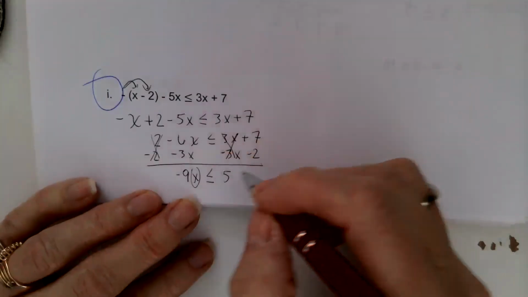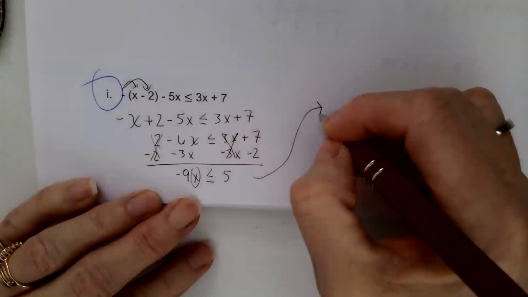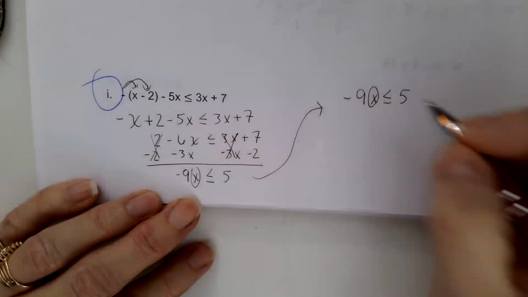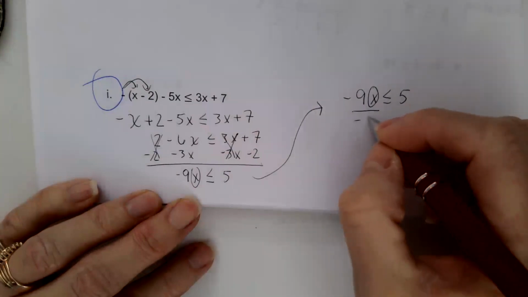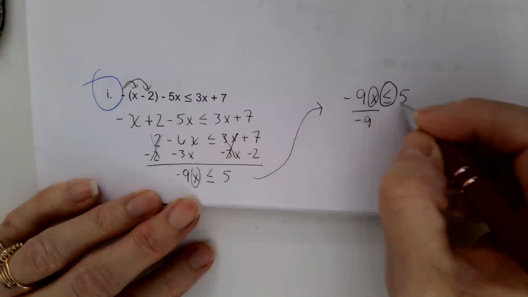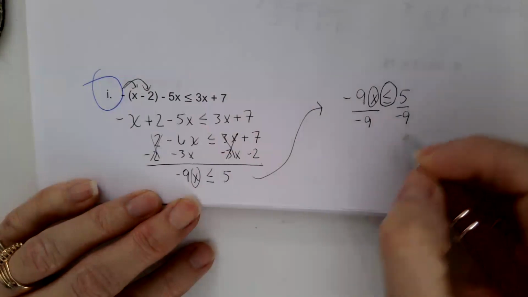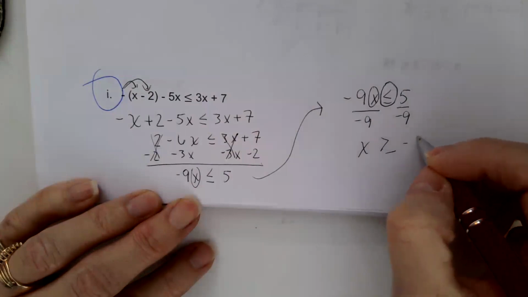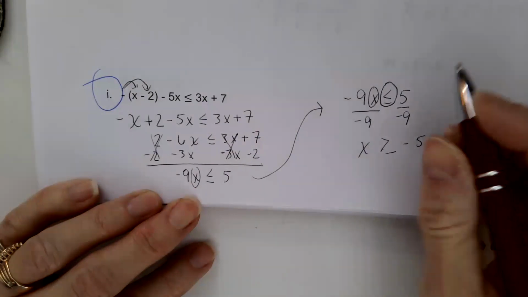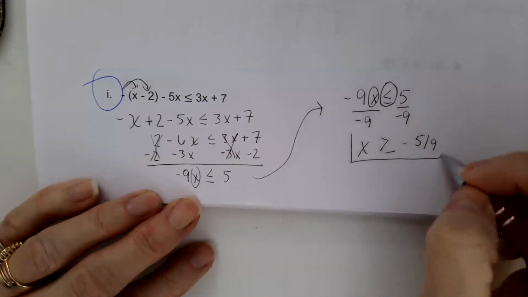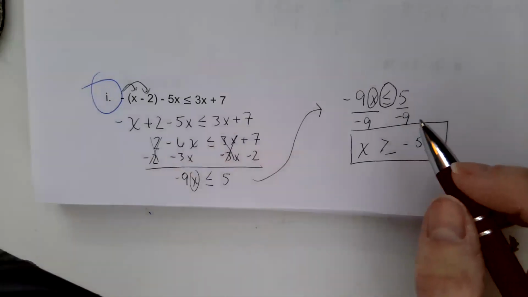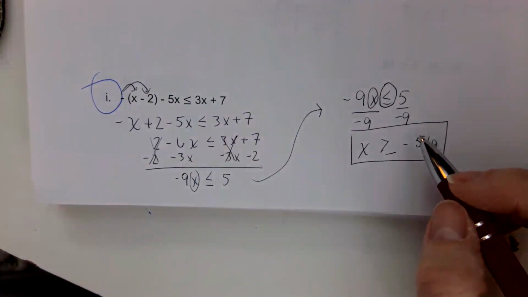And then to solve for x, I'm just going to move it up here, negative 9x less than or equal to 5. So to solve for x, I have to divide by a negative 9. So I'm going to flip my inequality. So I have x is greater than or equal to a negative 5/9.